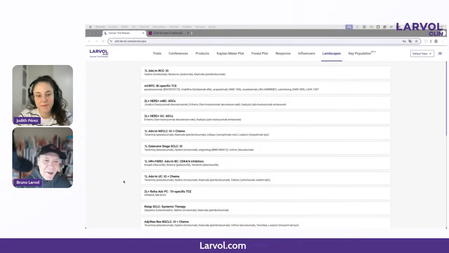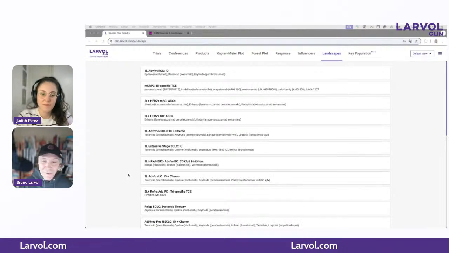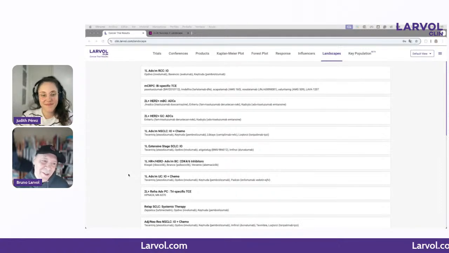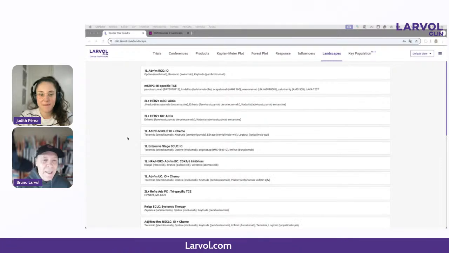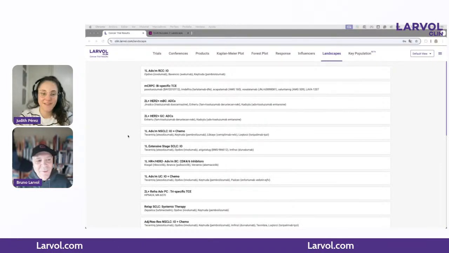And we're going to talk about how the technology we're building, the solution that we already have, is a new tool that we believe is very valuable. We're going to talk about it with the person behind it, Dr. Judith Perez, who is our head of data science and AI, and she also has been spearheading the landscape feature of LARVOL CLIN. Judith, good afternoon, welcome to Bruno, the podcast.